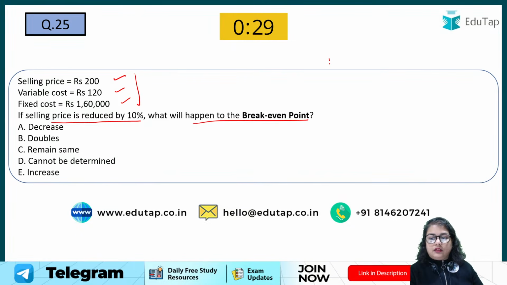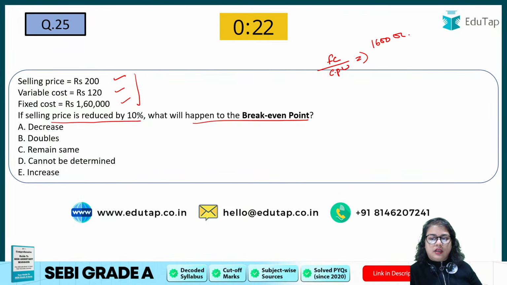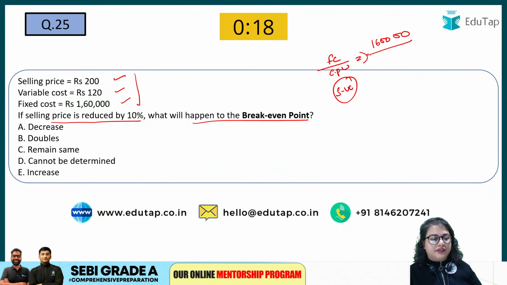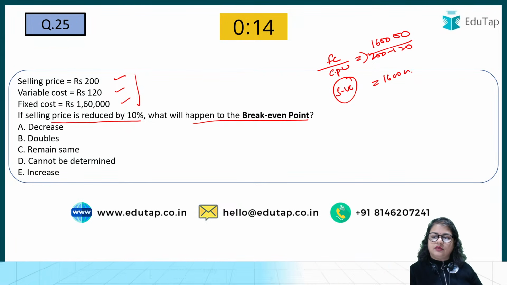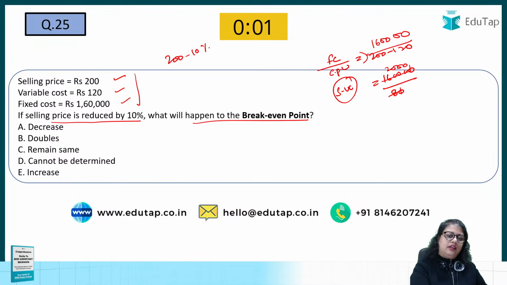It is calculated as fixed cost upon contribution per unit. Fixed cost is 1,60,000, and contribution per unit is sales minus variable cost, which is 200 minus 120. So 1,60,000 divided by 80 would be 2,000 units, right? And if the selling price is reduced by 10%, so 200 minus 10%, that will be how much?